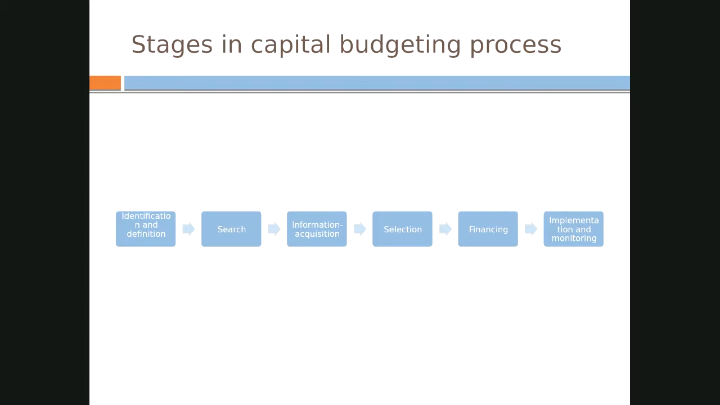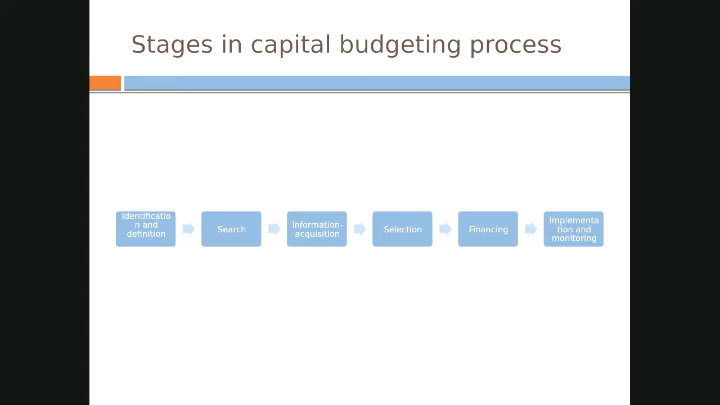So after gathering all of the information, you will select which among the capital investment proposals will yield a higher return in terms of shareholders' wealth. Financing is identifying where you get the funds needed to acquire the asset. So it can be through issuance of bonds, meaning you borrow, or through issuance of equity securities, meaning you're going to issue new shares of stock, or you're going to use your retained earnings, meaning internal financing, the cash flow generated from operations. That will be the money that you will use in buying the asset.